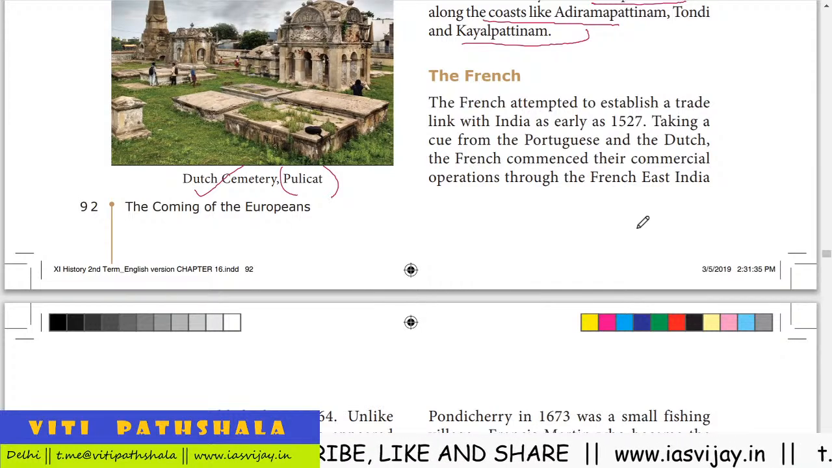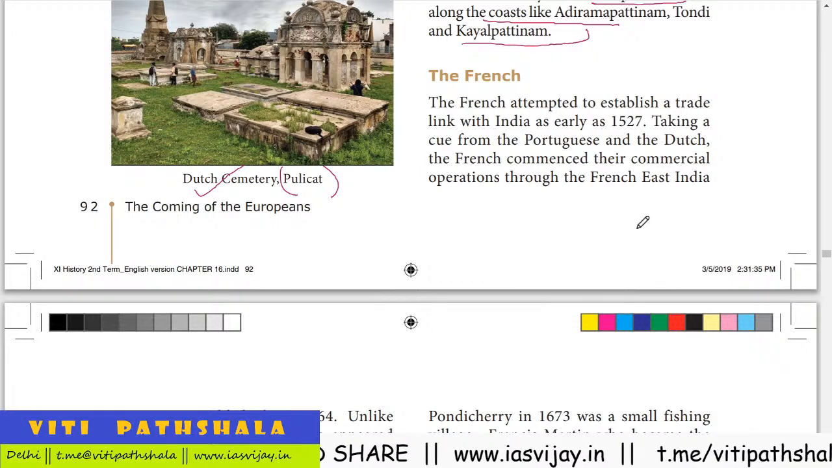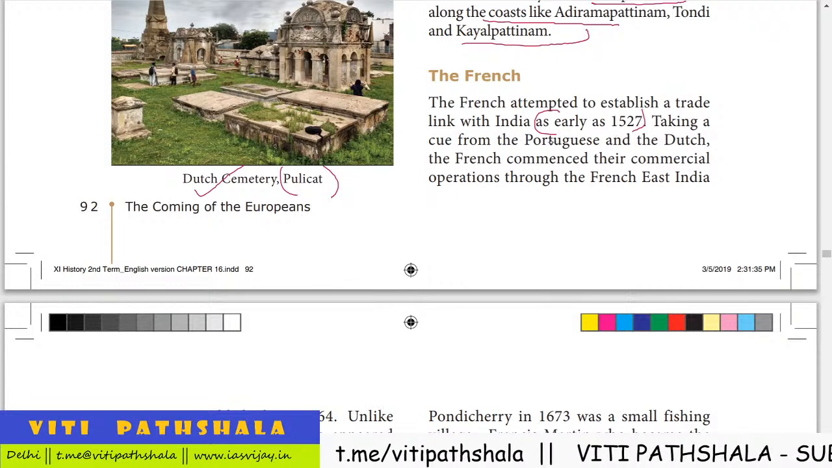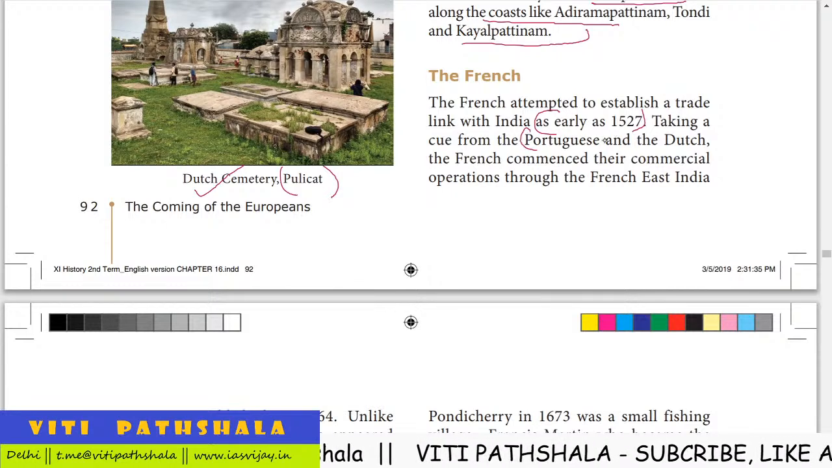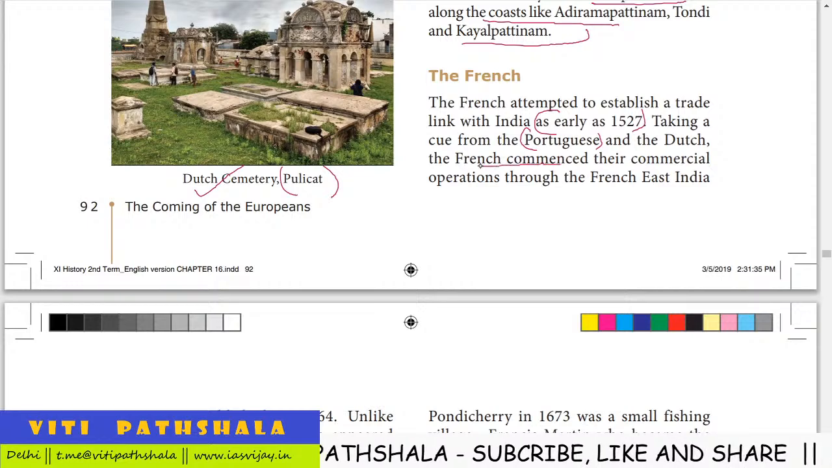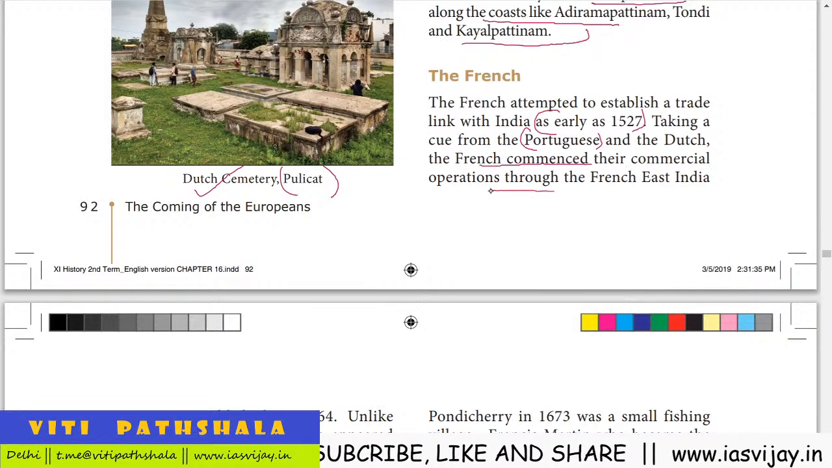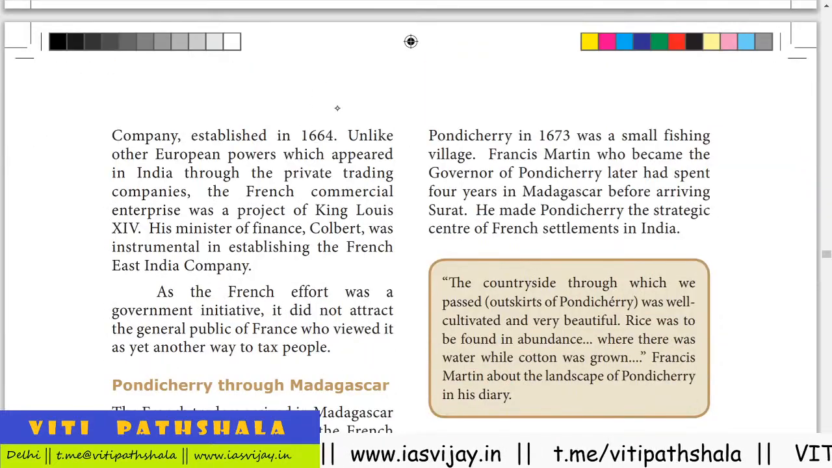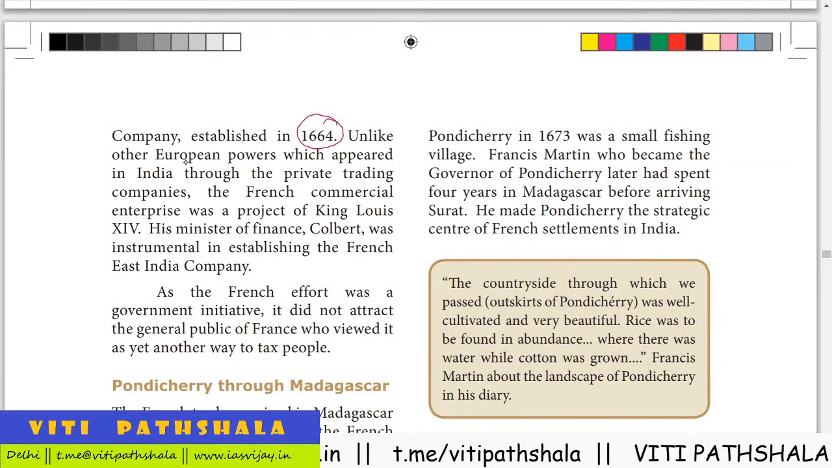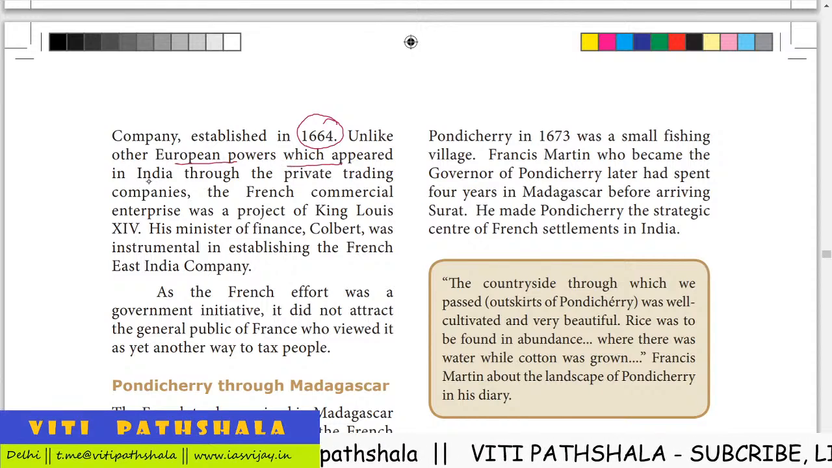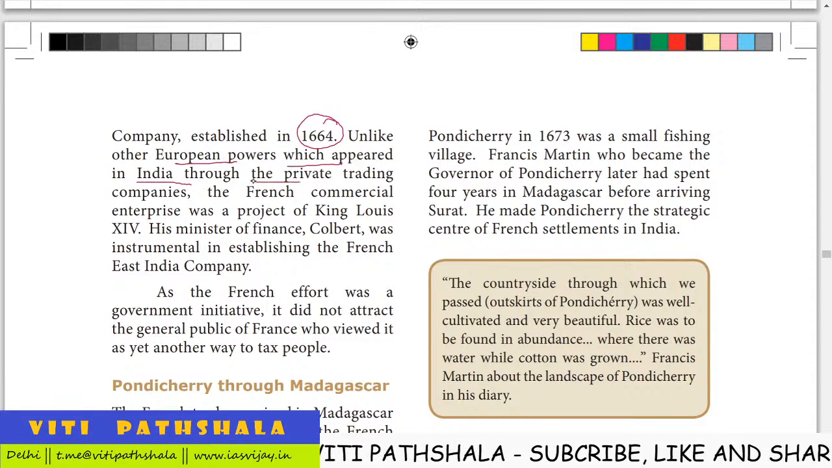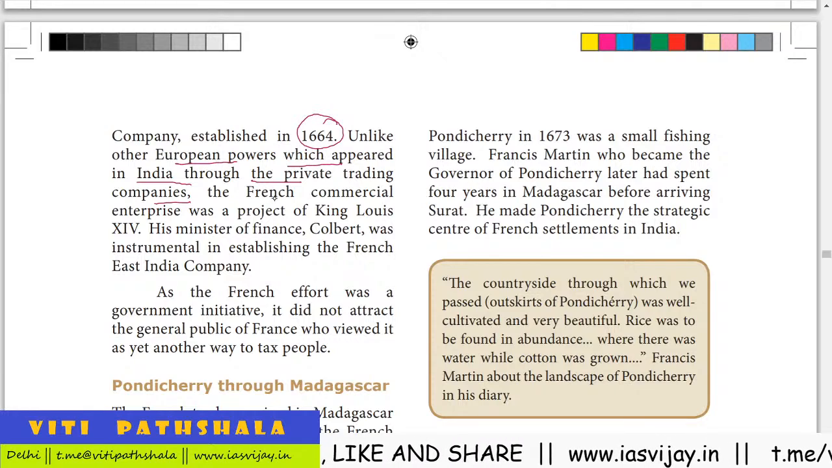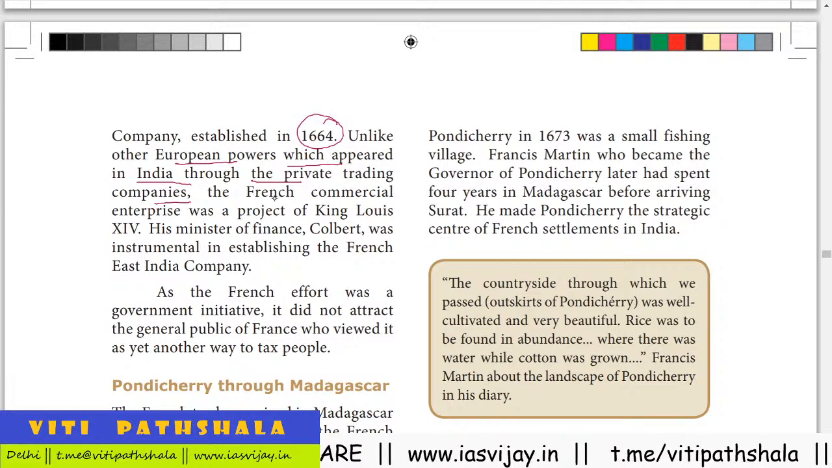The French attempted to establish a trade link with India as early as 1527. Taking a cue from the Portuguese and the Dutch, the French commenced their commercial operation through the French East India Company that was established in 1664. Unlike other European powers which appeared in India through private trading companies, the French commercial enterprise was a project of King Louis.